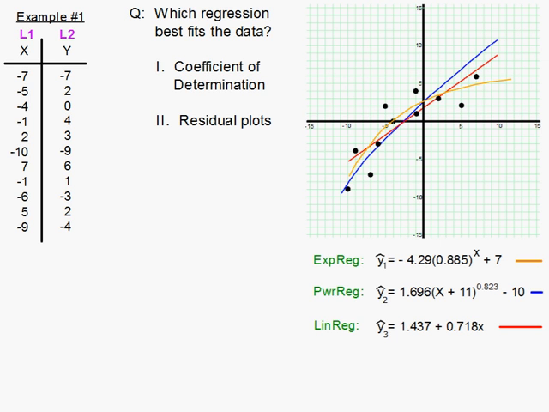We use two measures, or two factors, to determine this. Coefficient of determination is one of them. Residual plots is the other. This video is just using the coefficient of determination. Second, in the next video, we'll talk about residual plots.